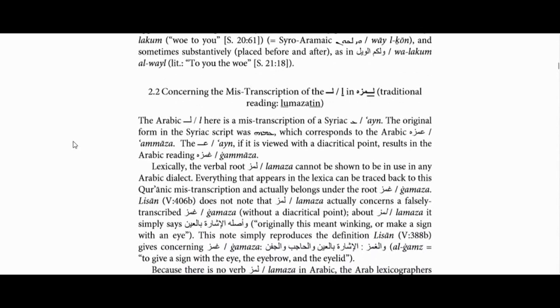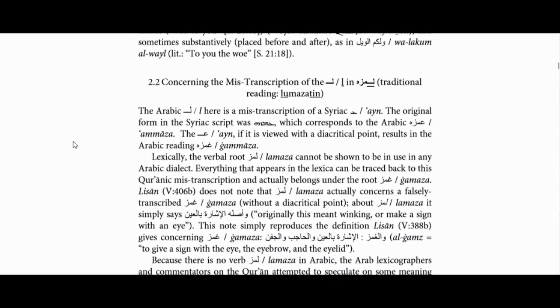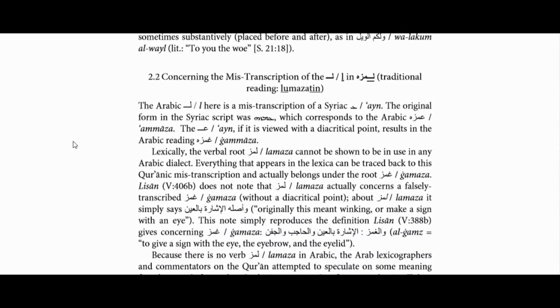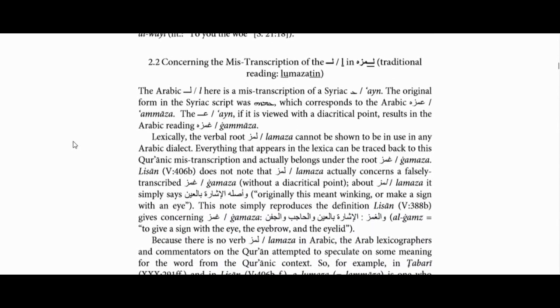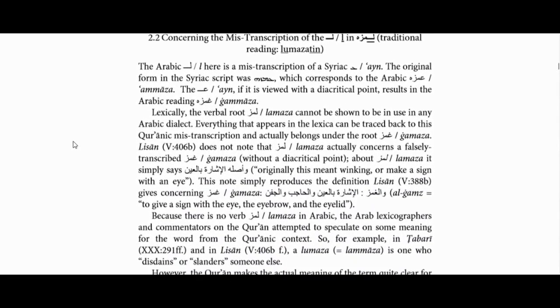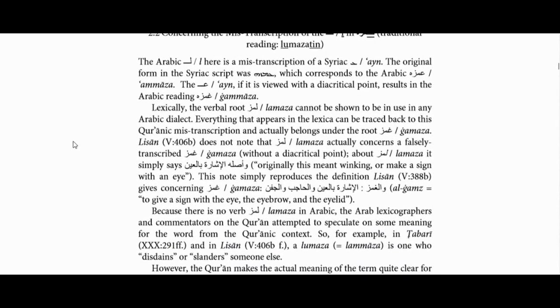2.2. Concerning the mistranscription of L in the traditional reading Lumazin. The Arabic L here is a mistranscription of a Syriac Ain. The original form in the Syriac script was, and I can't read that unfortunately, which corresponds to the Arabic Amaza. The Ain, if it is viewed with a diacritical point, results in the Arabic reading Gamaza.